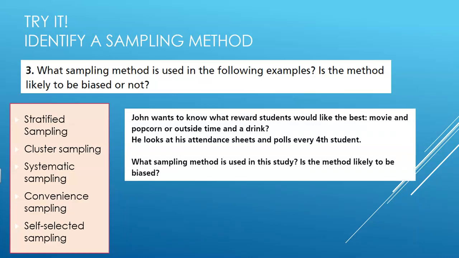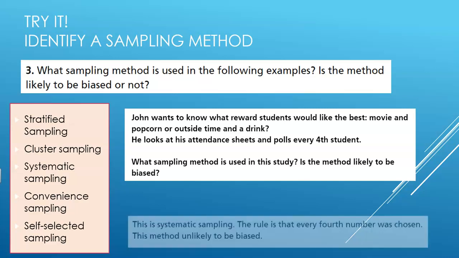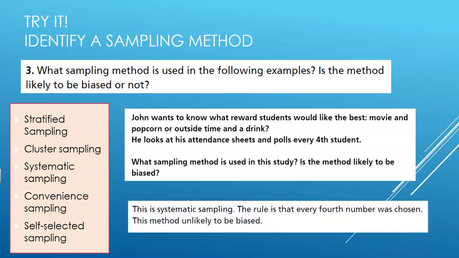John wants to know what reward students would like the best, a movie, popcorn, or outside time and a drink. He looks at his attendance sheet and polls every 4th student. What sampling method is used here? Is it likely to be biased? This is systematic sampling. The rule is that every 4th number was chosen. The method is unlikely to be biased.